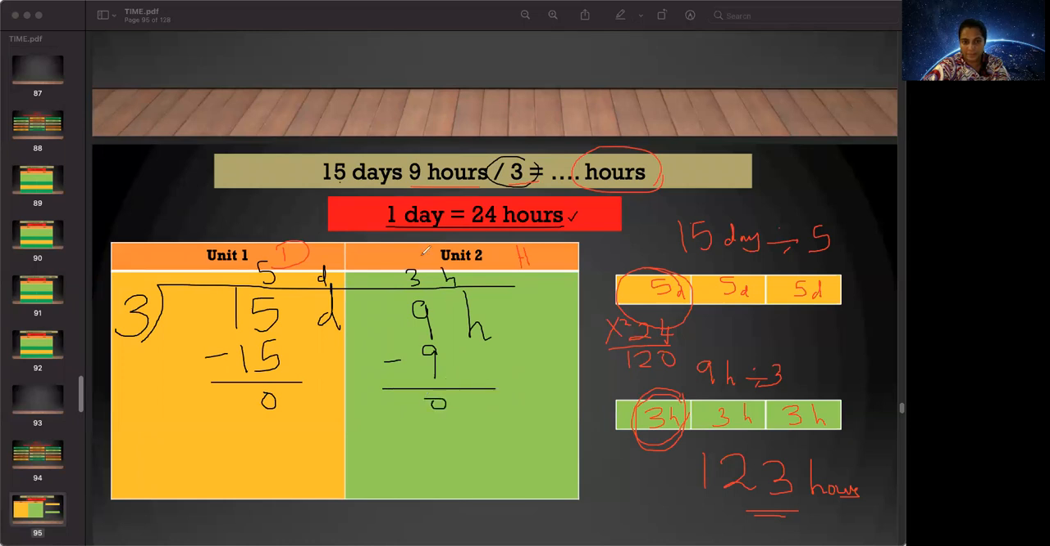So 0 remainders. And then, since your question is asking you to answer in hours, you have to convert these 5 days to become hours. All right. So 5 times 24, again, it's the same math that you do over here. You would get 120 hours for the 5 days. Add it with your 3 hours, and you would have 123 hours. Okay. This is how you could solve division of time. But this is a very easy question.